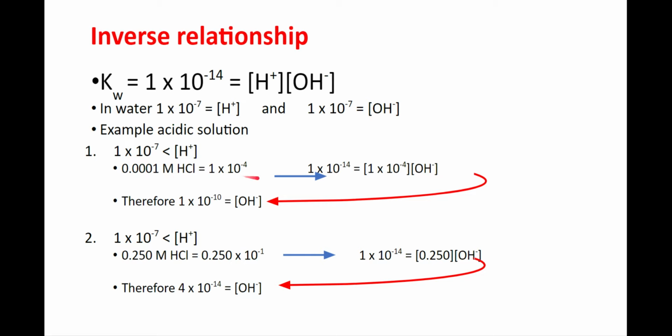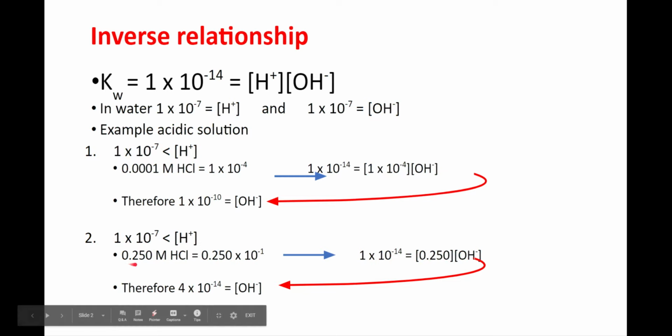Here's an example of a solution where the concentration of acid is 0.25 molar. If it's 0.25 molar, we can substitute that into the equation and solve for the base concentration. Here, we would solve, and it would be 4 times 10 to the minus 14th molar.